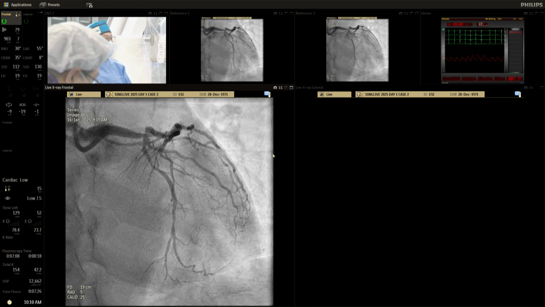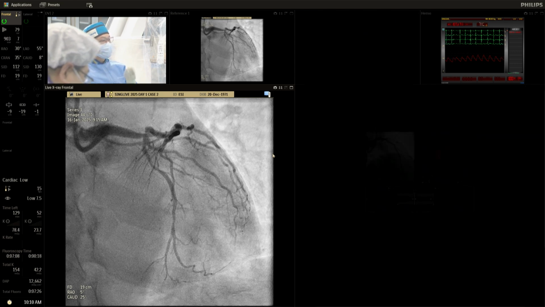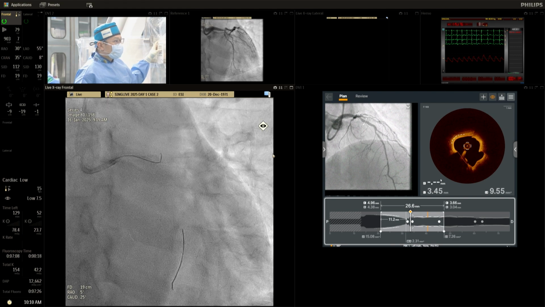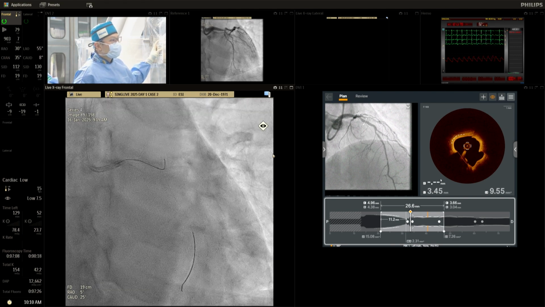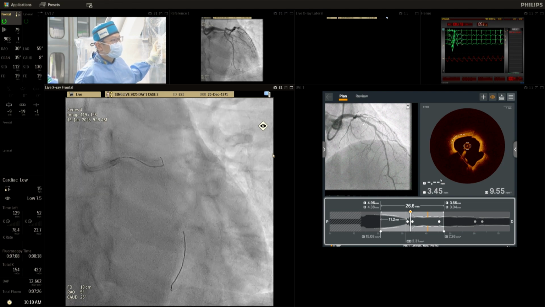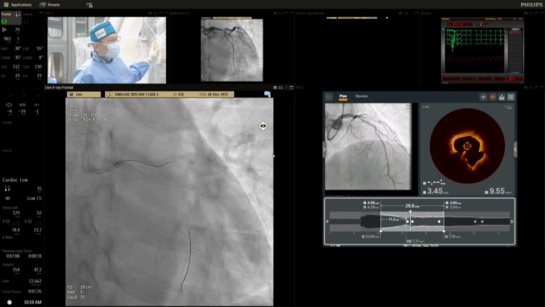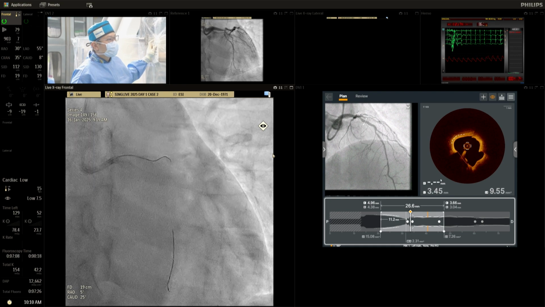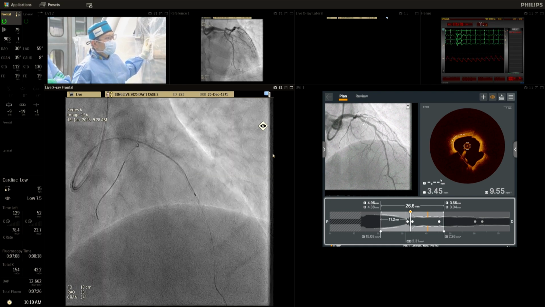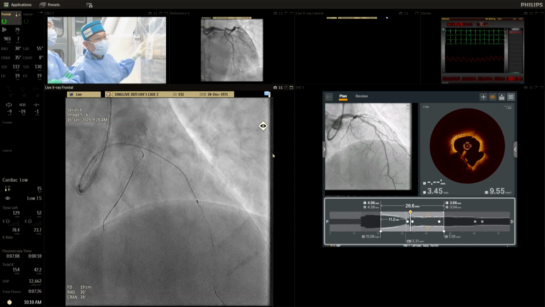The main concern was whether or not the OCT could navigate that acute angulation. I'll just show you. So this is our wiring of the LAD, just to show you that it was a little bit challenging, not too bad. Managed to get it through and then down. And the OCT catheter actually went down quite easily.